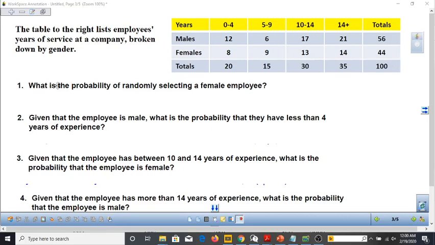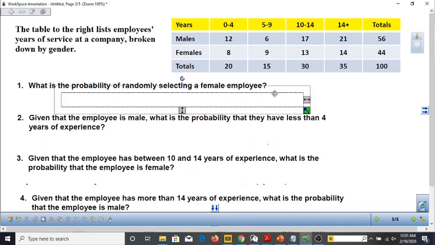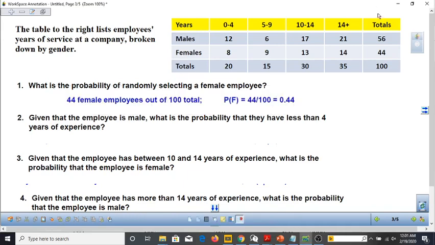So the first question is, what is the probability of randomly selecting a female employee? This is not a conditional probability because they do not give us any restriction on the choices we're choosing from. All they say is, what's the probability of getting a female? So we look at all the females, which is 44, and divide that by how many people in all. So we get 44 over 100. 44 female employees out of 100 in all. That's not conditional probability. That's just straightforward probability. What I want over what's possible.